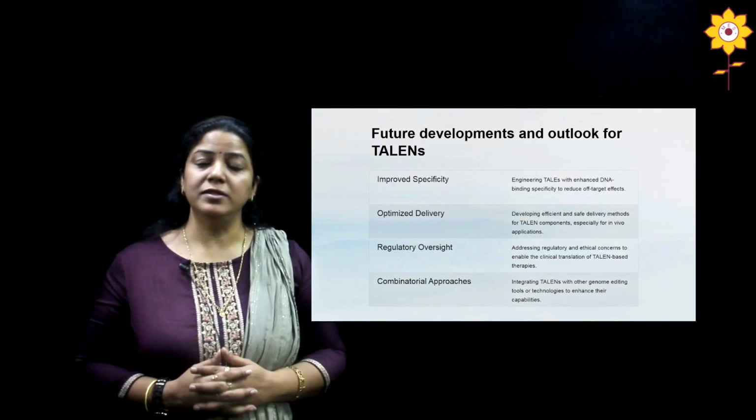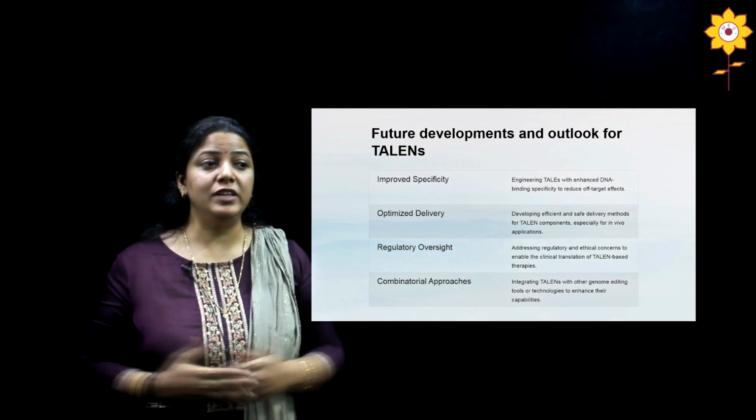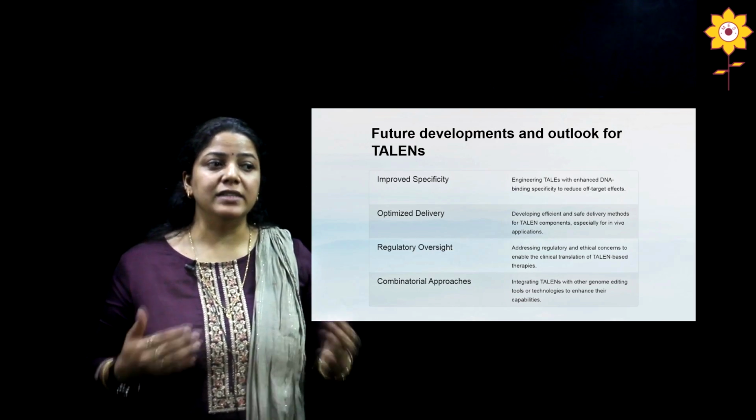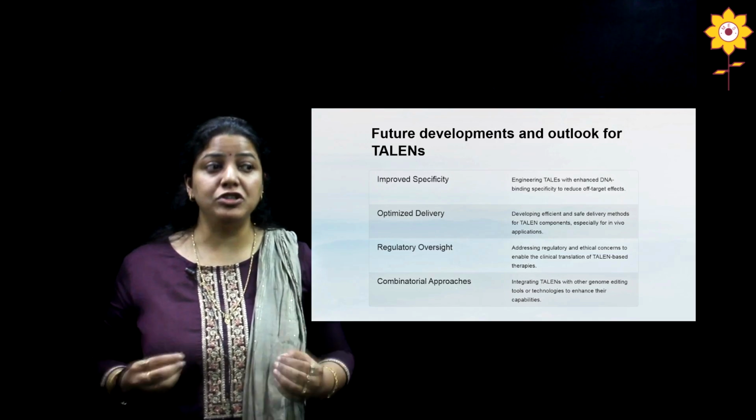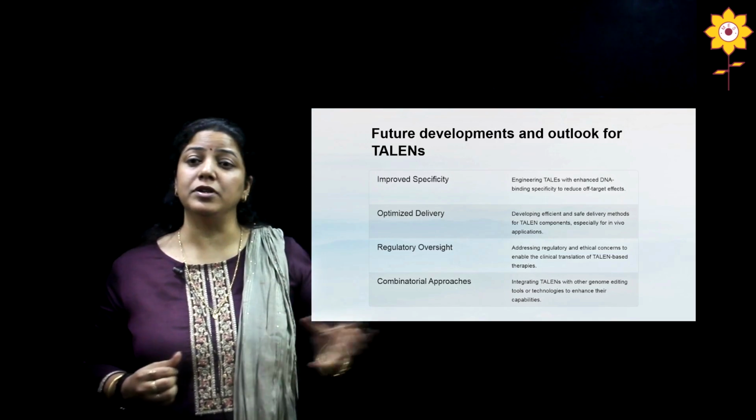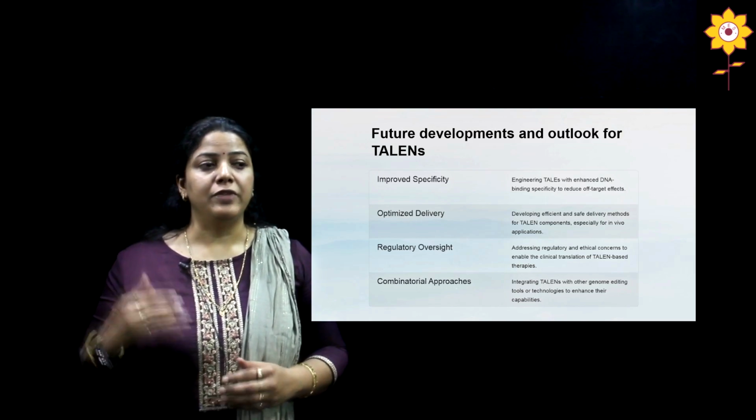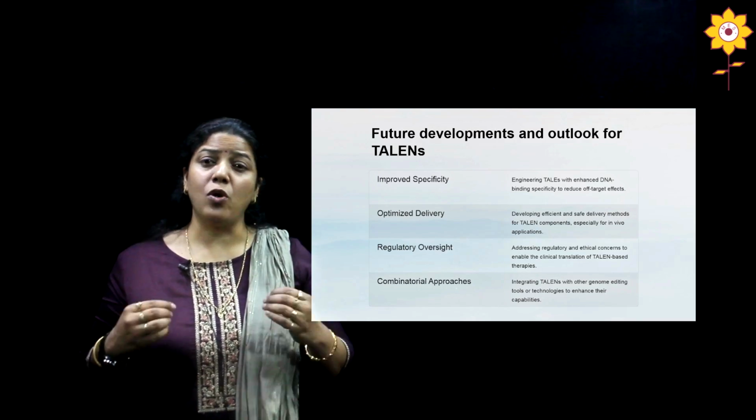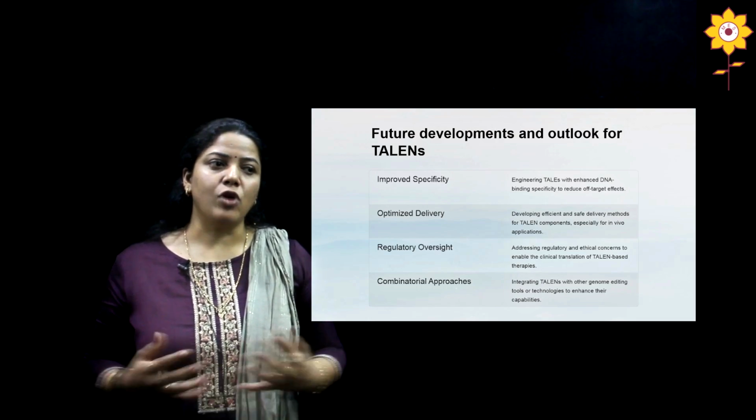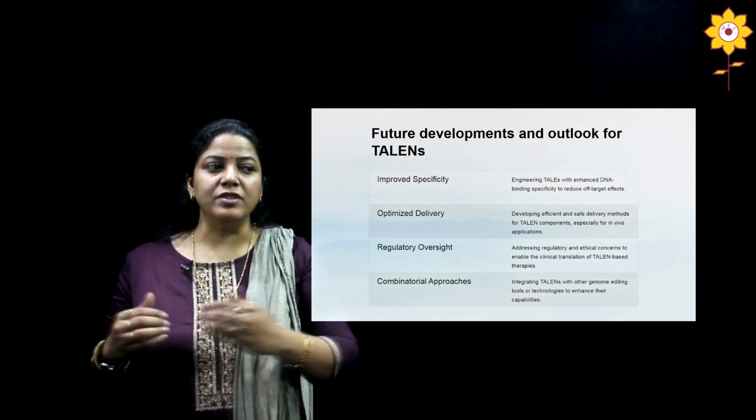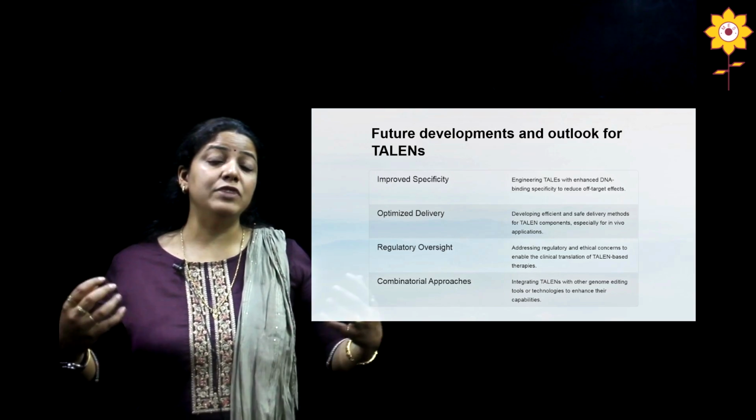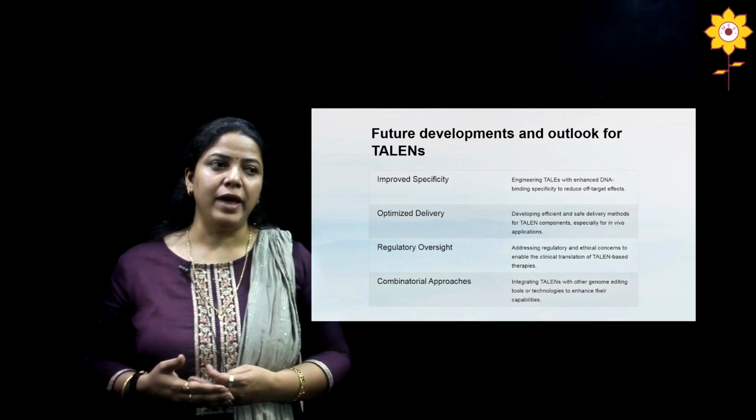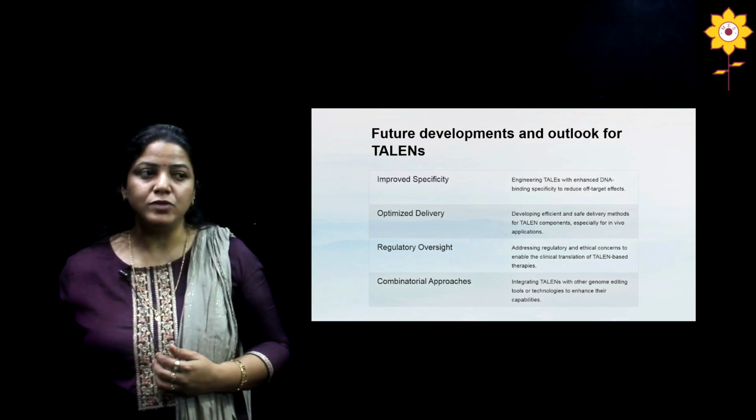What are the future developments that we can go for? First, we need to improve the specificity, so that there would be a reduction in the off-targets. Optimize the delivery: we have to develop efficient delivery methods so that we can use this particular tool for in vivo modification. Regulatory oversight is going to be there for all the genome editing tools so that we can address all the concerns. And combinatorial approaches: as we have different types of genome editing tools, if there is a way in which we can combine them together, it may give us an enhanced capability for genome editing. So these are the different future developments we are looking ahead.